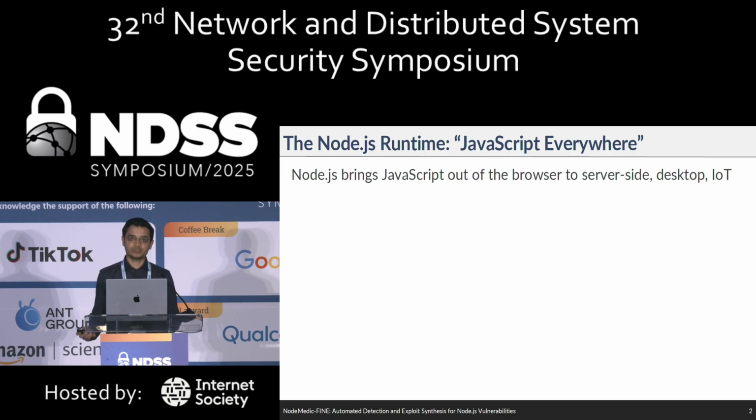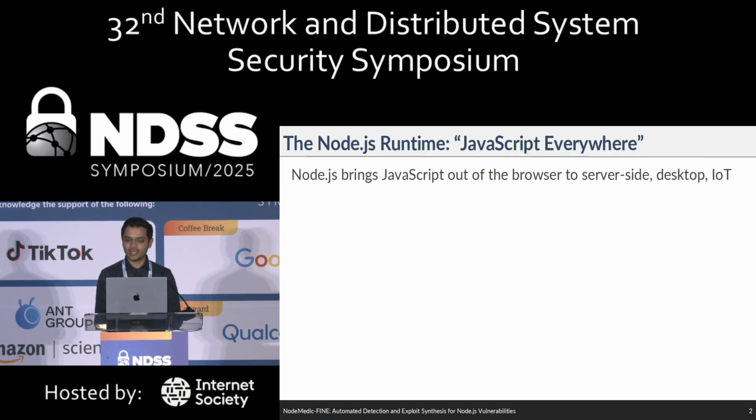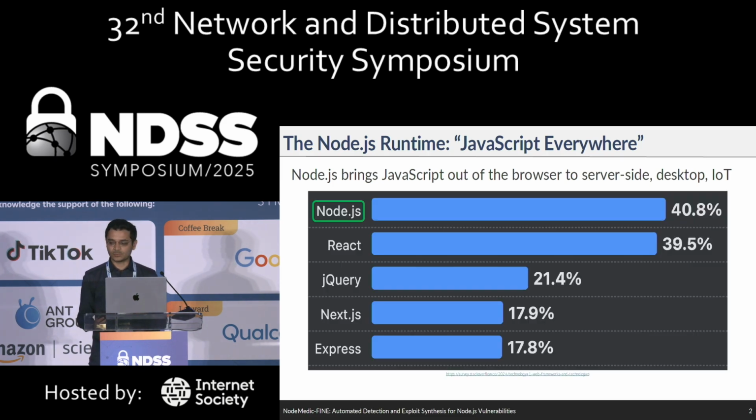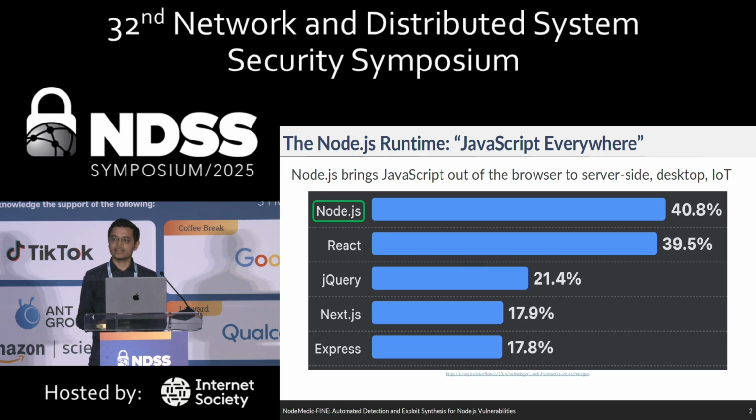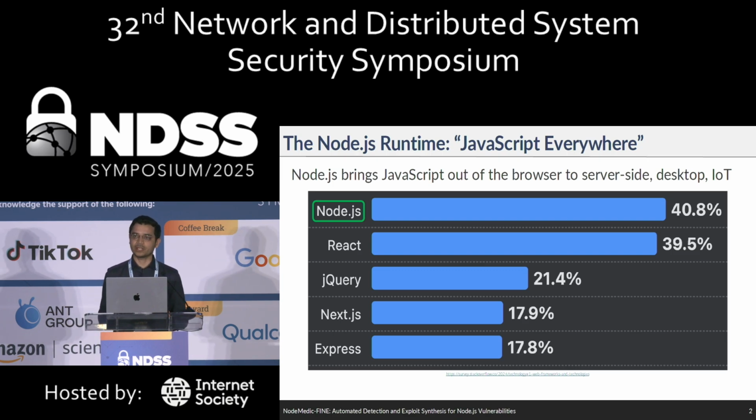I'll start by introducing Node.js, a JavaScript runtime that brings JavaScript out of the browser and enables developers to use JavaScript for client-side, server-side, desktop, and IoT development. Because of this, as well as its large ecosystem of packages, Node.js consistently ranks as the top web framework in Stack Overflow's developer surveys, with over 40% of respondents saying that they use Node.js in their day-to-day work in 2024.